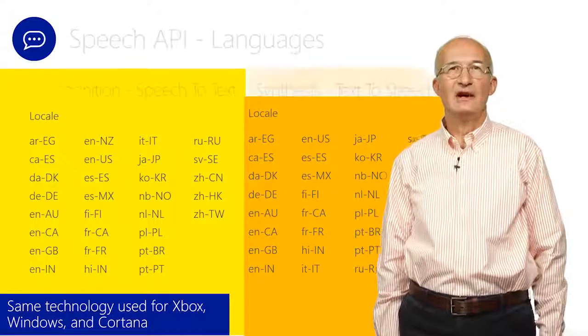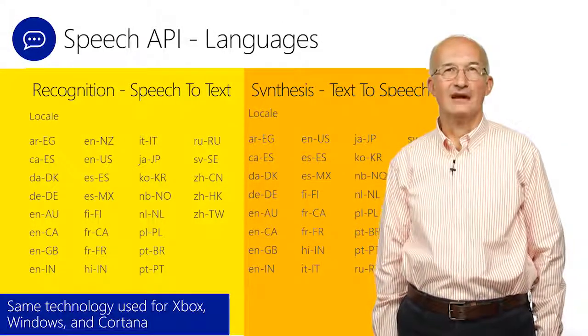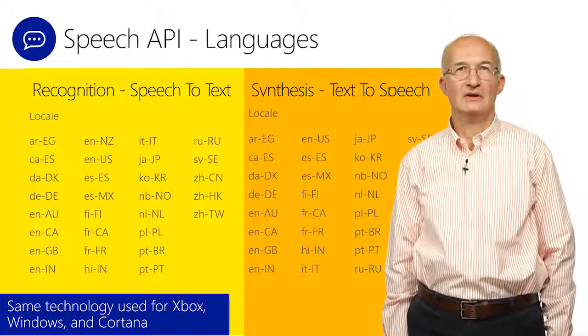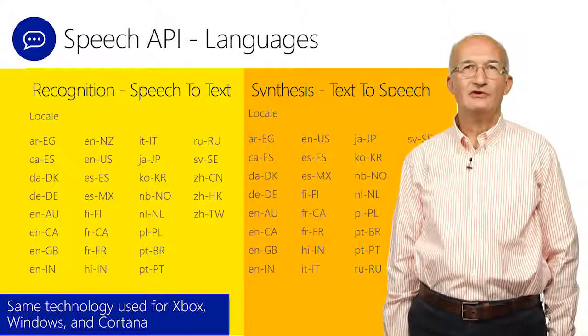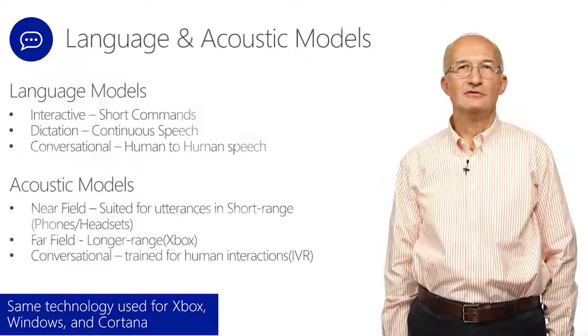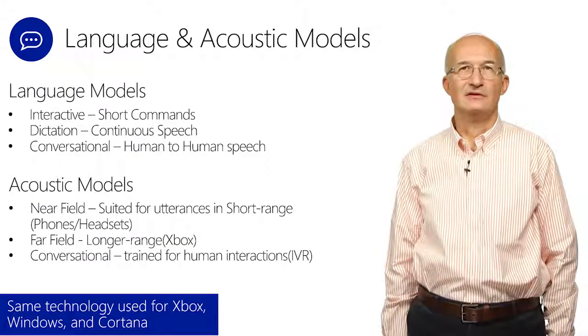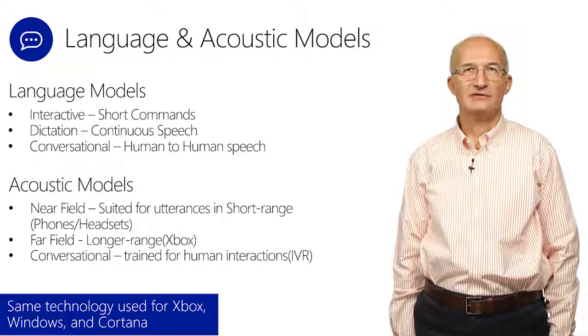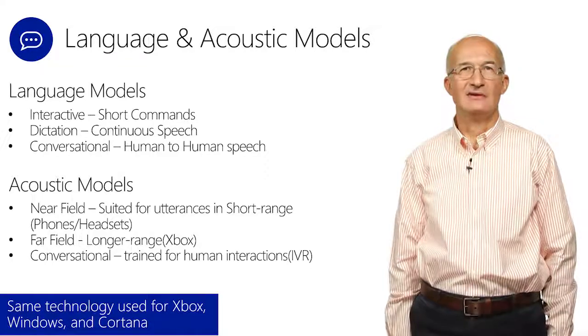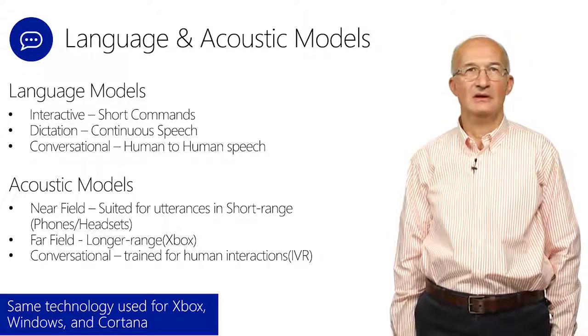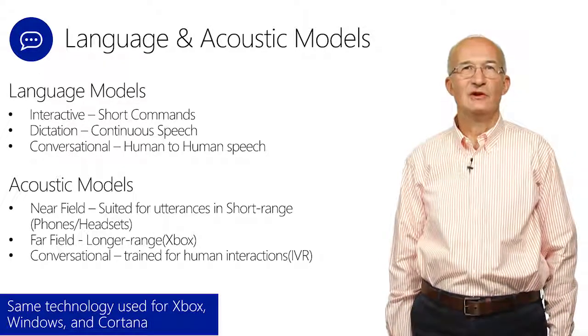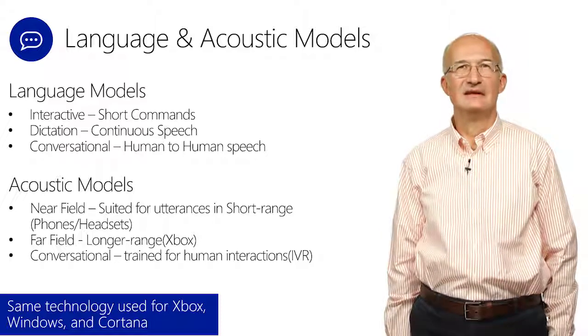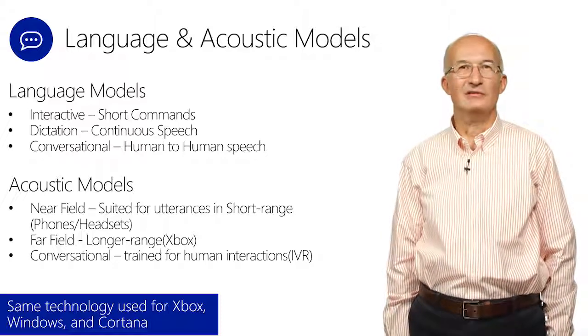The Bing Speech API comes with a wide coverage of languages and locales. You have your choice among a number of language and acoustic models optimized for different situations. The conversational flavor is the best for dictation, transcription, and translation. If this seems too many options to you, you are right. In the next version, there'll be a universal model.